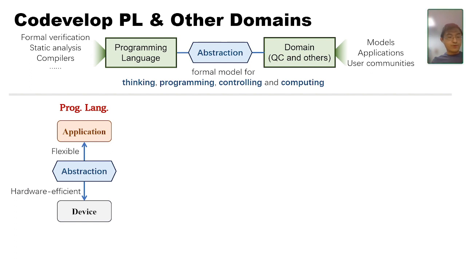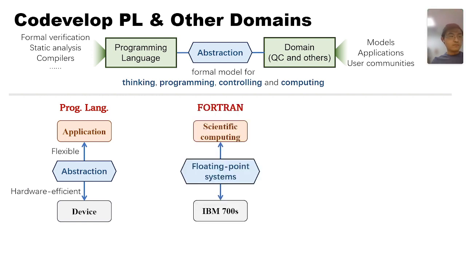A good abstraction should be flexible enough for various important applications and efficiently implementable on the hardware. Our role model is actually the Fortran language, whose major contributions include the capture of the high-level description of floating point systems, which is used as the main abstraction. The floating point system is realizable by the IBM 700 series devices with very small overhead. This abstraction is very convenient for applications from the scientific computing community to use.